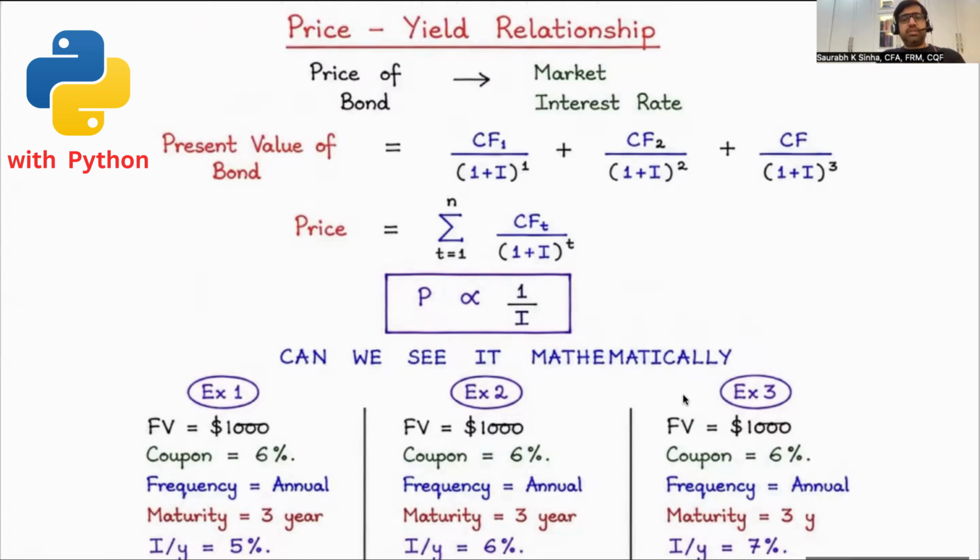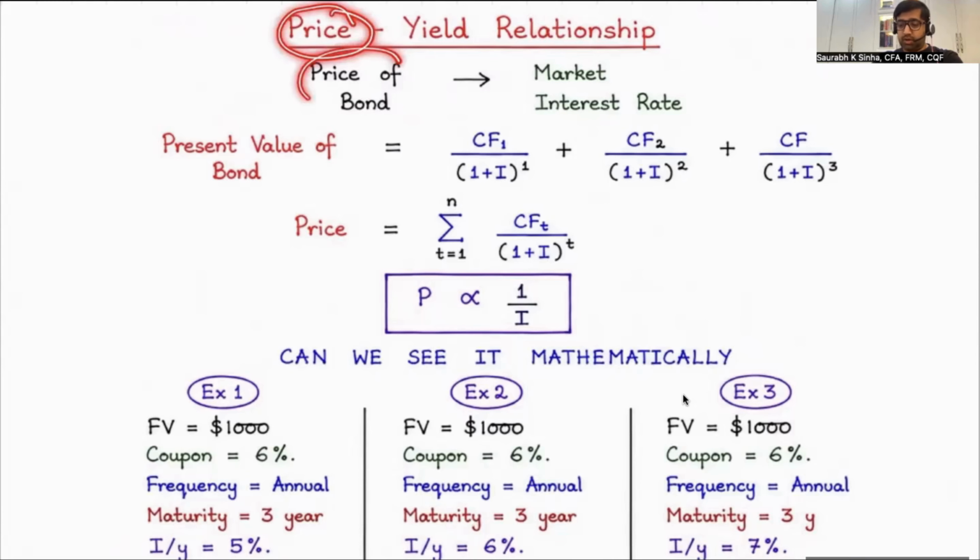Welcome students to the series of lectures on fixed income. In today's lecture we are going to discuss one of the most important concepts in the entire fixed income curriculum, the price-yield relationship: the relationship between the price of the bond and the market interest rate, or yield. Now, why is this topic so important?